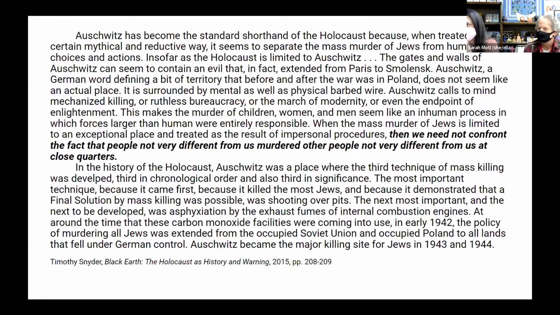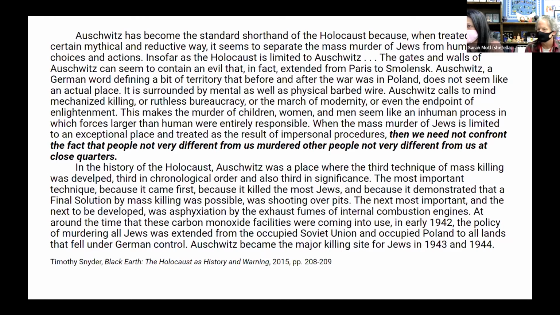Auschwitz has become the standard shorthand of the Holocaust because when treated in a certain mythical and reductive way, it seems to separate the mass murder of Jews from human choices and actions. Insofar as the Holocaust is limited to Auschwitz, the gates and walls of Auschwitz can seem to contain an evil that in fact extended from Paris to Smolensk. Auschwitz, a German word defining a bit of territory that before and after the war was in Poland, does not seem like an actual place. It is surrounded by mental as well as physical barbed wire.